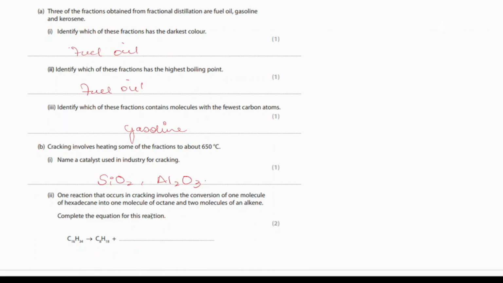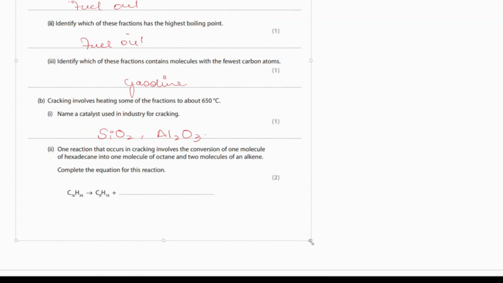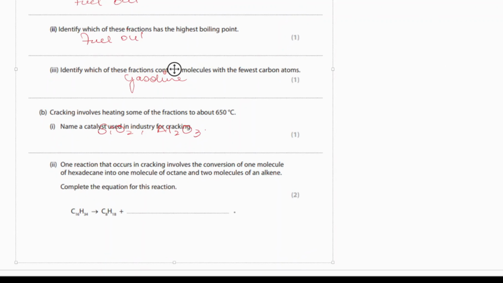One reaction that occurs in cracking is C16H34 is converted into C8H18 plus another product. So what would be the other product? C8H. How many hydrogens are left? 16. So just complete the subtraction and you'll get your answer. Okay? Is it 16? Yes. Complete the equation. And two molecules of alkene.